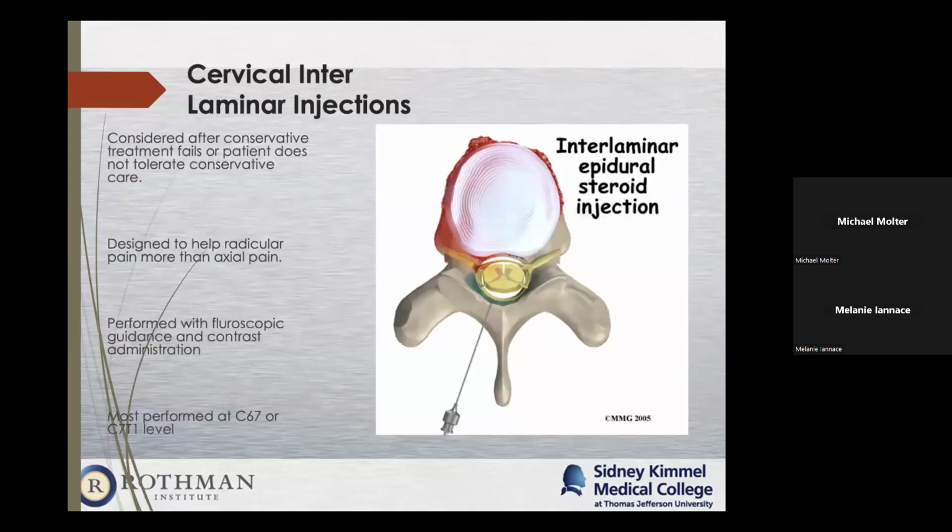So the injection we typically do is what's called an interlaminar injection. And for simple facts, basically the lamina is the bone in the back of the vertebrae. So you're going between the bones in the back of the vertebrae itself. Again, not usually done unless the patient has failed conservative care. These types of injections are normally done to help pain down the arm or nerve radiating pain down into the back of the shoulder area. They're not usually done just to help neck pain.